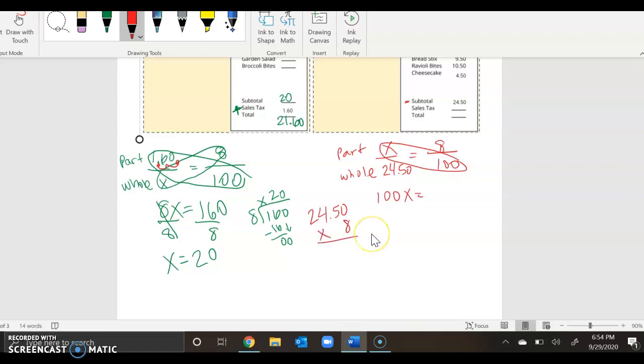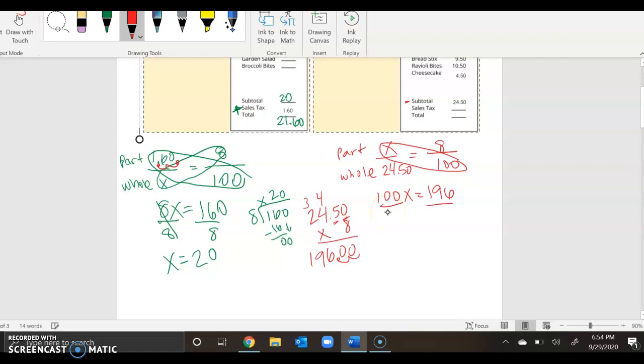8 times 0 is 0. 8 times 5 is 40. 8 times 4 is 32, plus 4 makes 36. 8 times 2 is 16, plus 3 makes 19. And then our decimal has to move 2 places. So 100x is equal to 196.